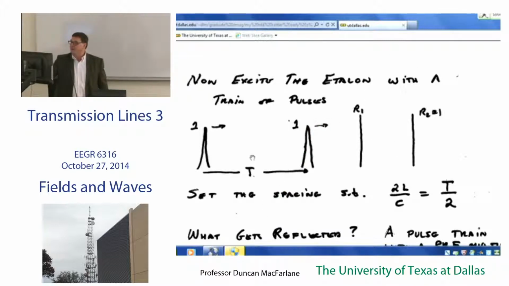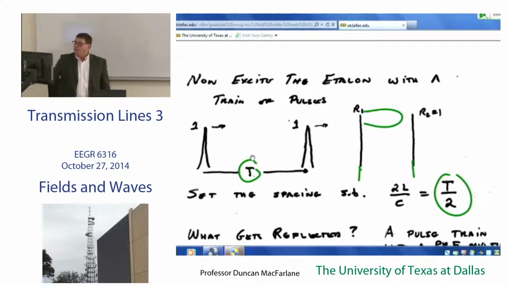So now, instead of a single pulse, if we come in with a train of pulses, a stream of pulses that are all separated by a period capital T, and then I make this device so that the round trip time is half of T, what I'll end up doing is borrowing some of this pulse and putting it in the dark space between the pulses.